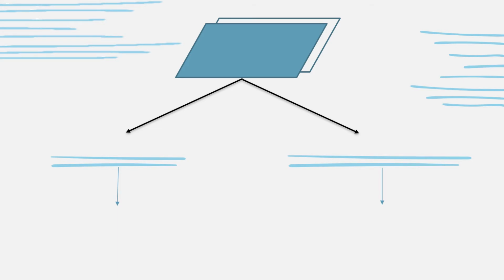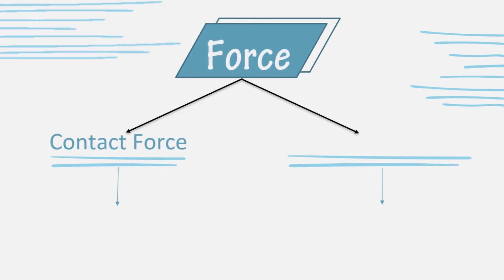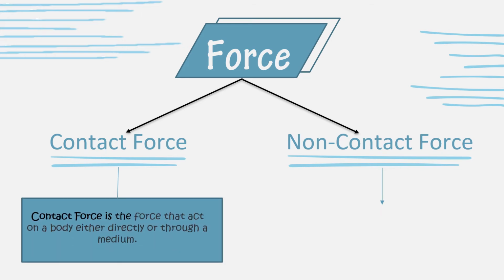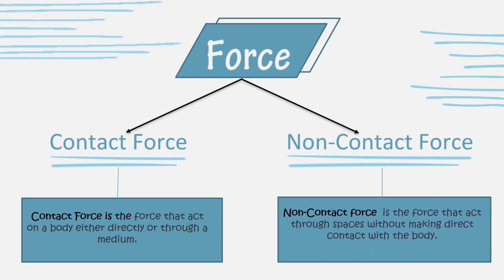Next, there are two types of force. First is contact force and the second is non-contact force. Contact force is the force that acts on the body either directly or through a medium, like when we touch the object directly. And non-contact force is the force that acts through space without making direct contact with the body.